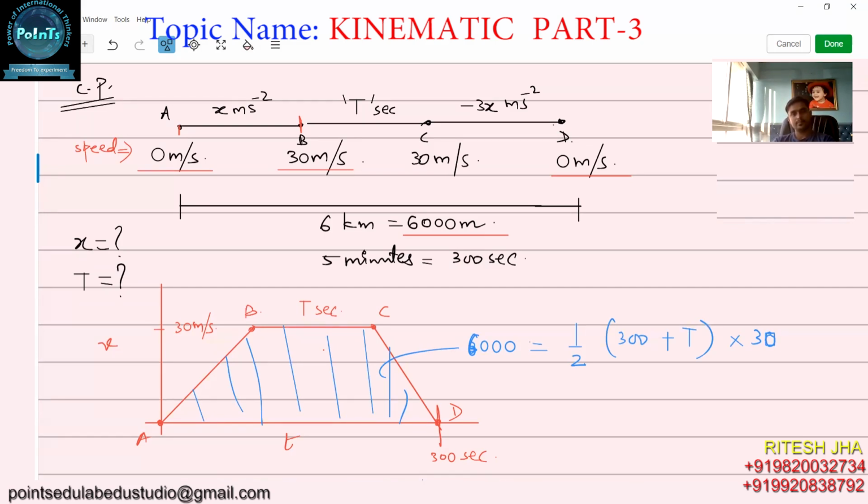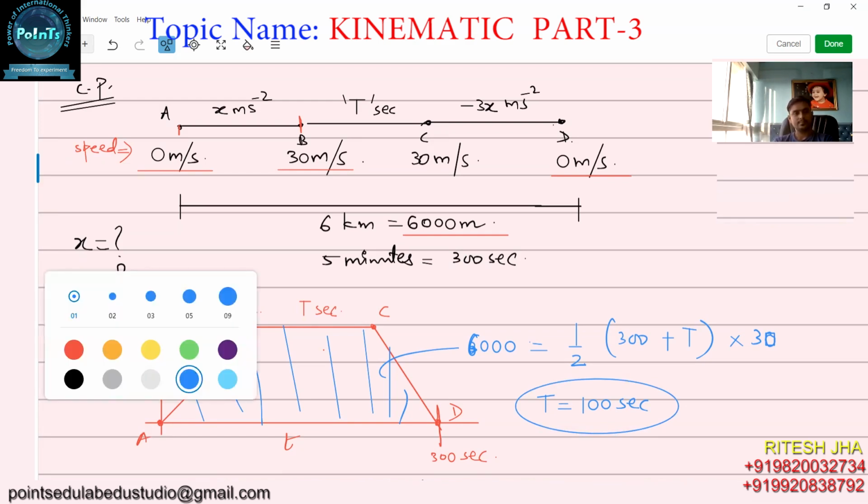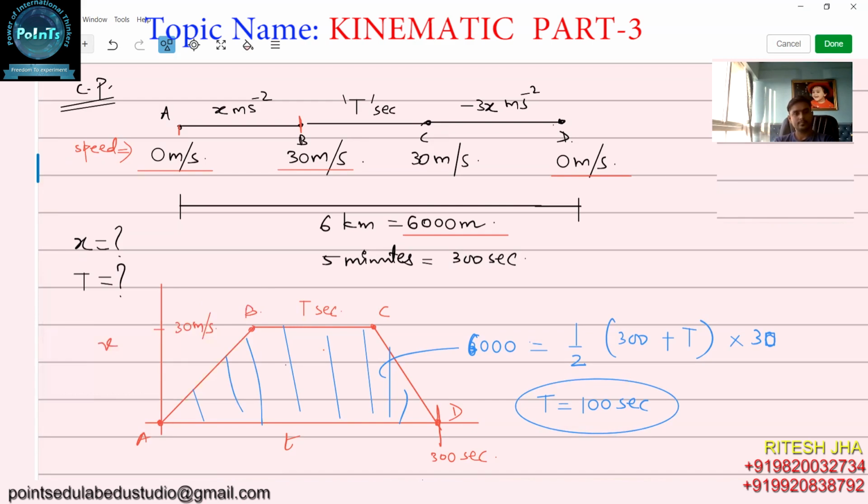So 300 plus t times 30, that's 9,000 plus 30t over 2. You can say that's 4,500 plus 15t is equal to 6,000. So 2,000 equals 15t. So t equals 2,000 over 15, which is 133.33.